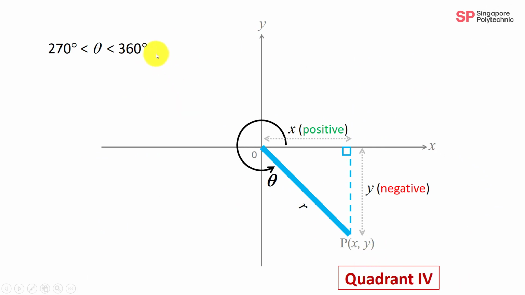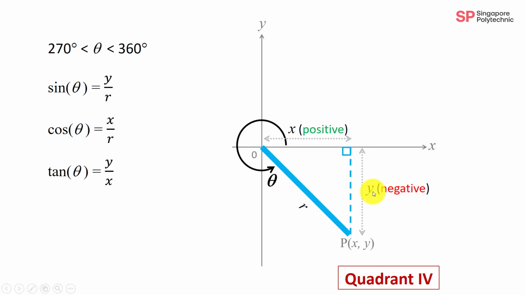In Quadrant 4, theta is between 270 degrees and 360 degrees. Observe that the adjacent side x is positive and the opposite side y is negative, while the hypotenuse r is always positive.